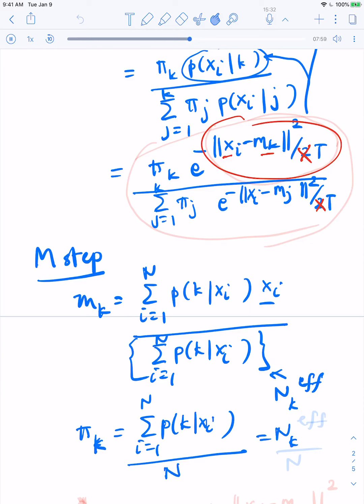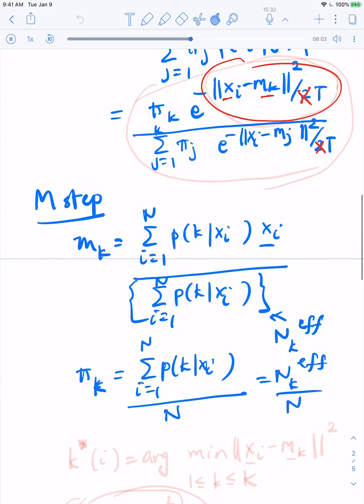Basically, it's the effective number of points assigned to cluster K divided by n. So everything simplifies, and of course, you've given up on modeling the covariance. So that's the soft k-means algorithm, just a simplification of the EM algorithm where we stop modeling the covariance. How do we get k-means from this?